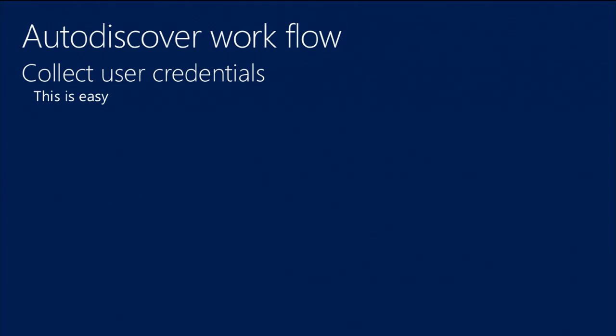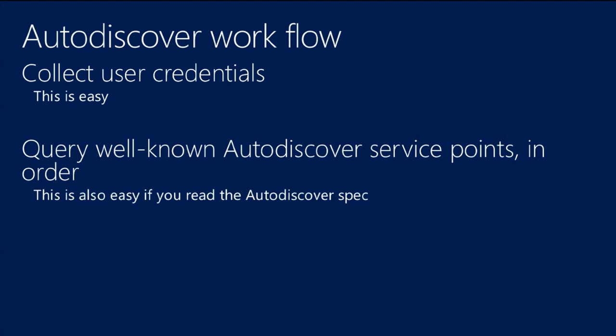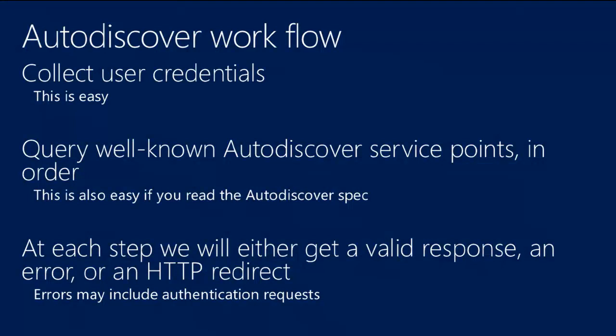So collect the user credentials. That's easy. And then there's a well-known set of endpoints that you query for AutoDiscover. If you read the AutoDiscover spec, it tells you flat out, hey, if you are publishing AutoDiscover information, here's what clients should be asking for, A, B, C, D. If you're a client, here's what you should be asking for, A, B, C, D. So if you read the spec, it becomes very obvious what you need to do to actually implement this. At each one of these steps, at each point that we query something, we're going to get back a very small number of possible responses.